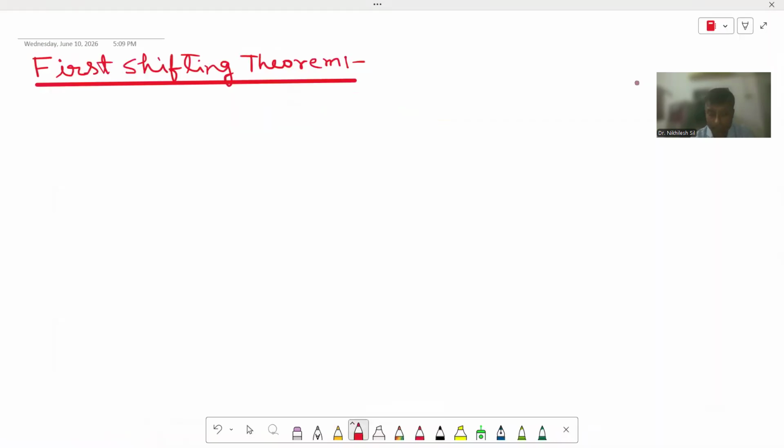Now today we are doing the first shifting theorem of the Laplace transformation. So what is the first shifting theorem?